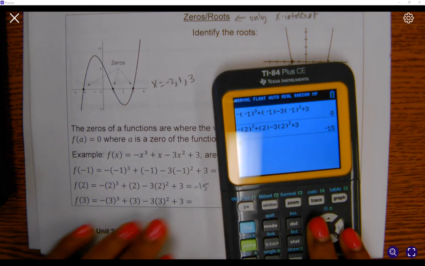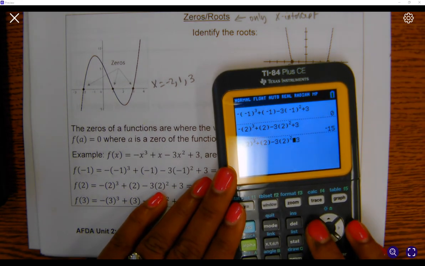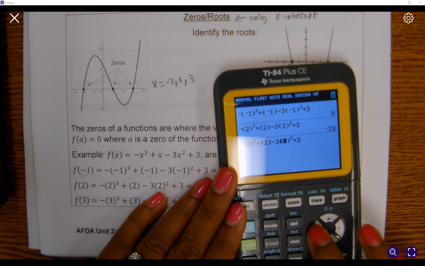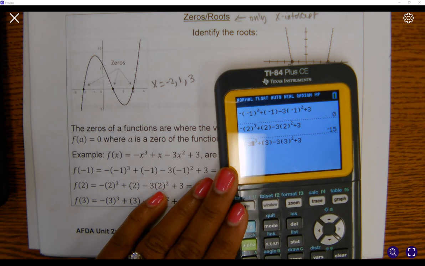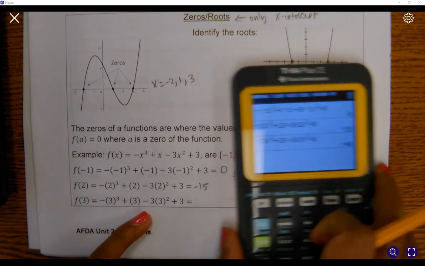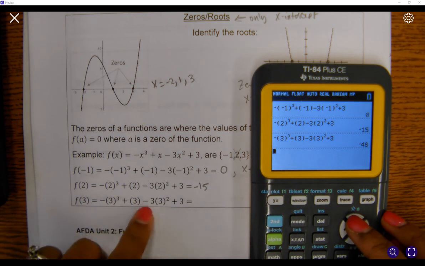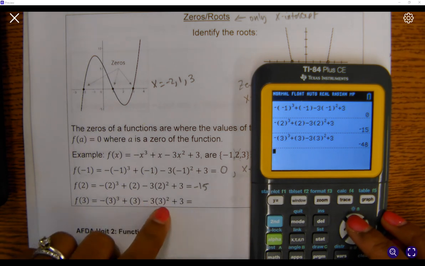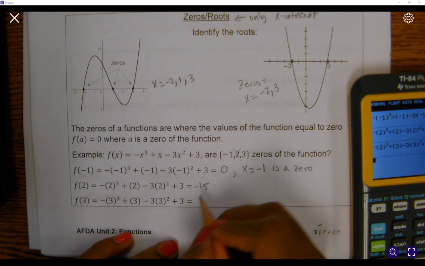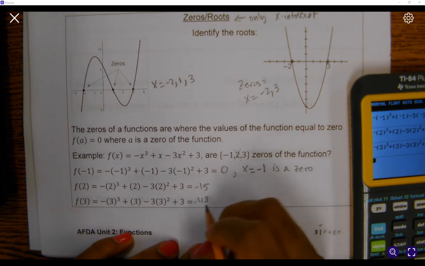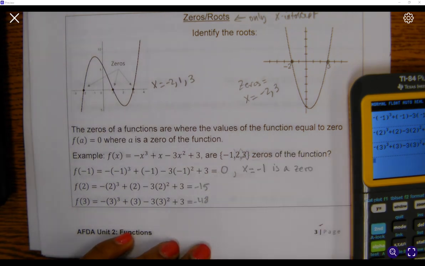Same thing with this one. Let me check if 3 is a zero. So let me just change all of these to 3, my input to 3, and see if I get a 0. No, I don't. Let me make sure I did all this right. Cubed. Nope. I get a -48. So this is also not a zero of a function.